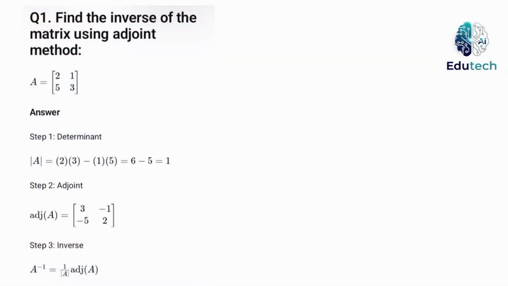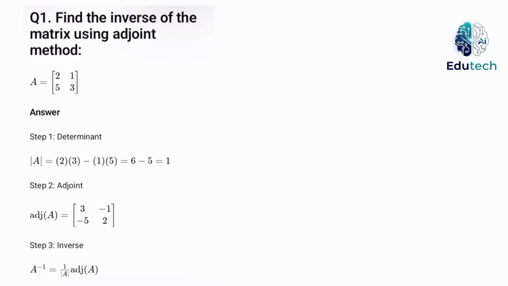Find the inverse of the matrix using the adjoint method. A is equal to the matrix 2 5 1 3. Step 1, we can find the determinant of A is equal to 2 into 3 minus 1 into 5, is equal to 6 minus 5, is equal to 1. Step 2, adjoint of the matrix. Adjoint of A is equal to 3 minus 5 minus 1, 2.